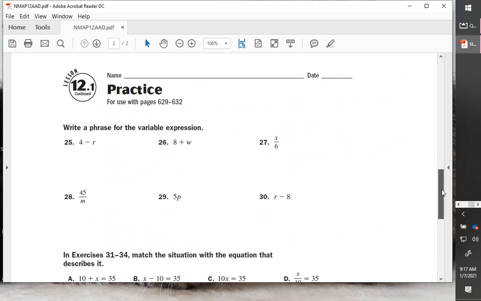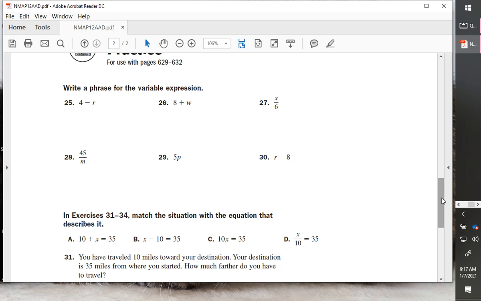Now we're going to go here. Turn your paper over. Now you're on the page that says, write a phrase for each variable expression. Huh. Do you suppose that they're just telling you to do the opposite of what you did on the other side? Yeah, so they want to have a short phrase. So for example, you would write for number 30, some number r less than 8.